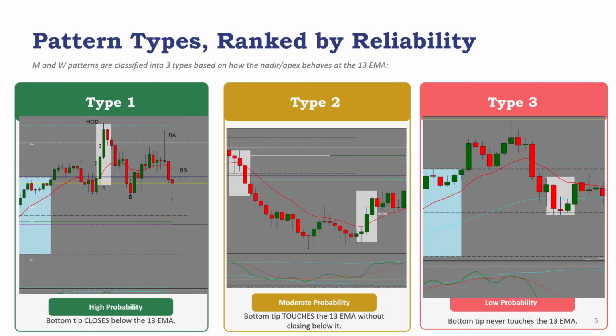So those are the three types of M's and W's in BTMM. Whatever, like this M, the W will be opposite. For the W, the M will be opposite. For this M, the W will just be opposite. The difference is how they interact with the 13 EMA. The first one you see interacts very well with the 13 EMA. The second only touches it on the nadir, then crosses to the other side. This one doesn't touch it at all until the entry it gives you.